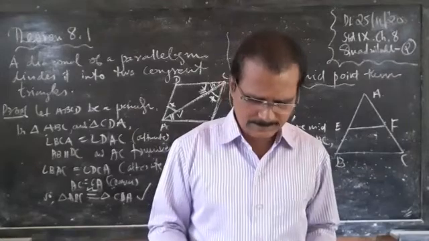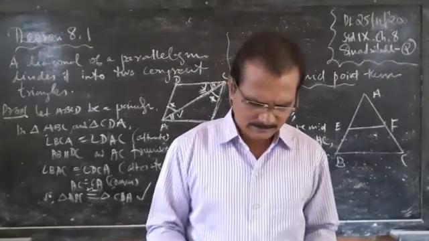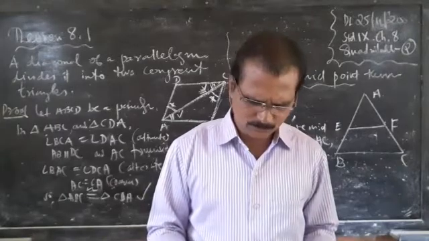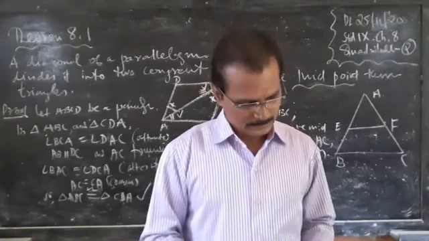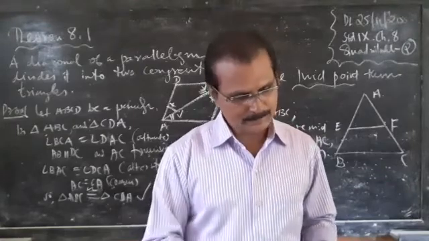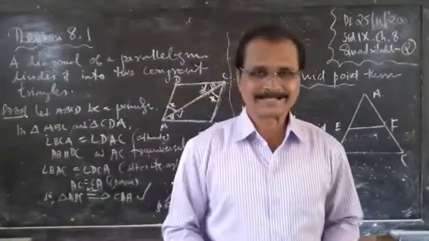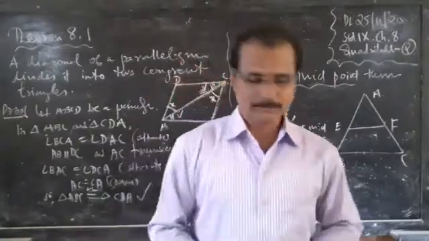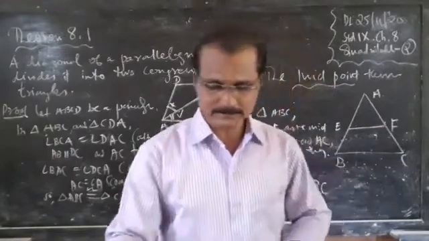Then page number 145, theorem 8.8, only the statement. A quadrilateral is a parallelogram if a pair of opposite sides are equal and parallel. Then take page number 148. Another important point is the midpoint theorem. Midpoint theorem, no proof, only remember that result.